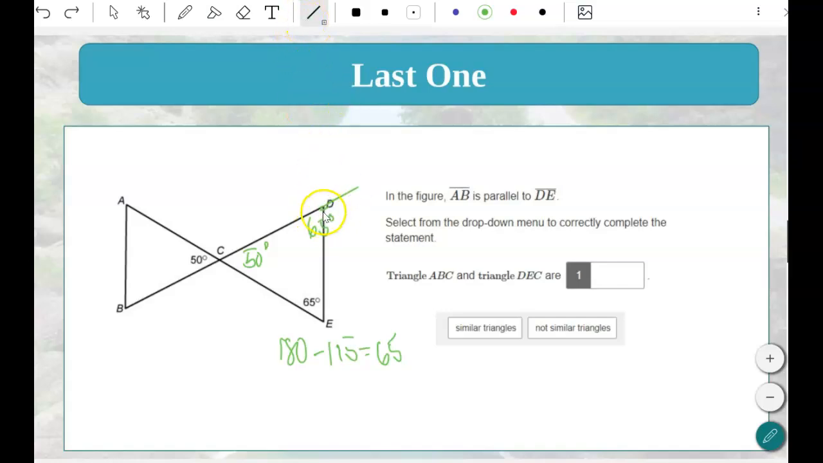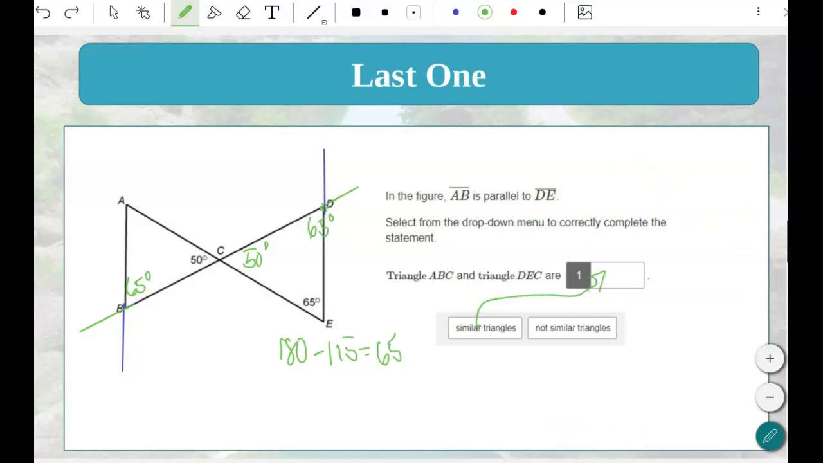And I'm going to extend it here. I'll do this in blue. And then we'll do this one here. You're going to see why I'm doing this. So now you've got two parallel lines and a transversal. And alternate interior angles are congruent. So this would be 65. So then that proves that they are similar.